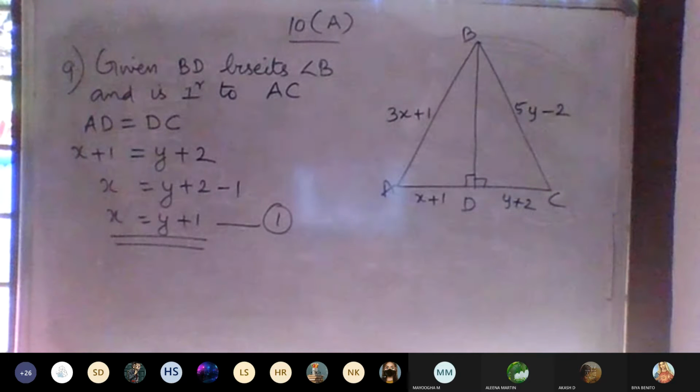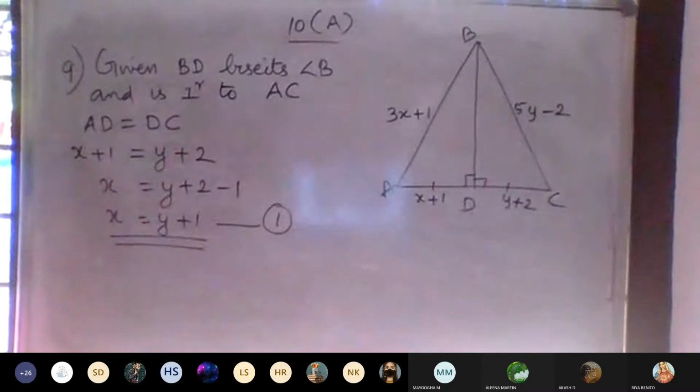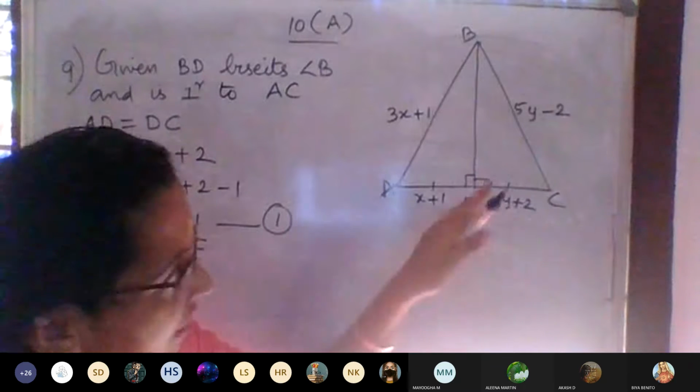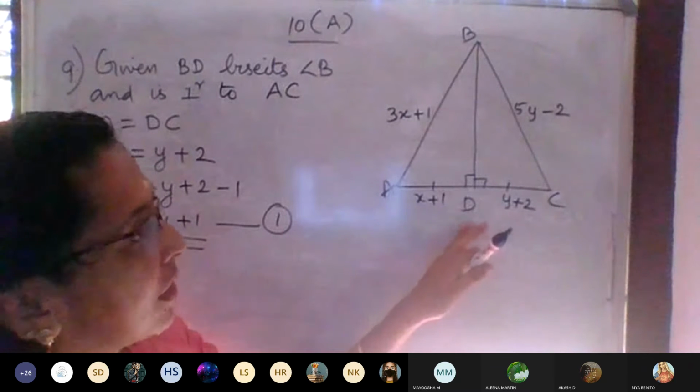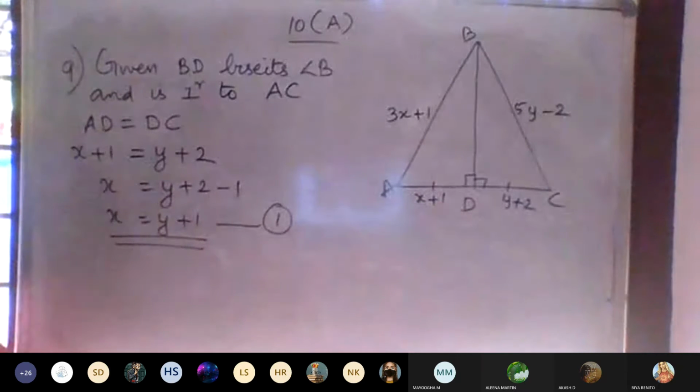Completed up to that? Yes, ma'am. Then we have to equate some other sides also, no? Then it will be easy. AD is equal to DC is given in the question, that's why we can write it. Bisects means AD is equal to DC. So we got equation 1. Same way, if we get one other equation, directly we can solve. Two unknowns are there, x and y. Two unknowns, chapter 6 last year, 9th portion.